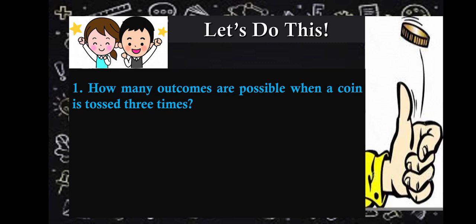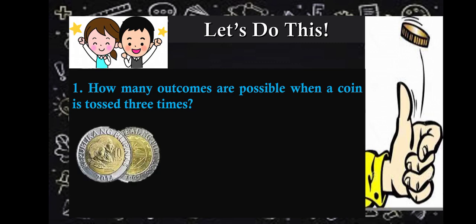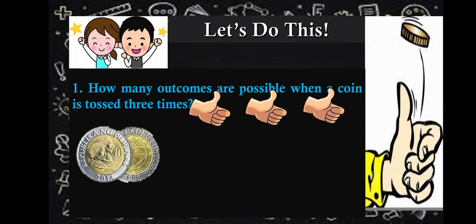So here, let's make a picture. In a coin, there are only 2 faces, one head and the other tail. So when you toss a coin, the only possibilities it will land on are either head or tail. Let's see the first toss, second toss, and the third toss. So we have three events here. In the first toss, the outcome will be either head or tail. This is the only possibility of landing when tossing a coin.